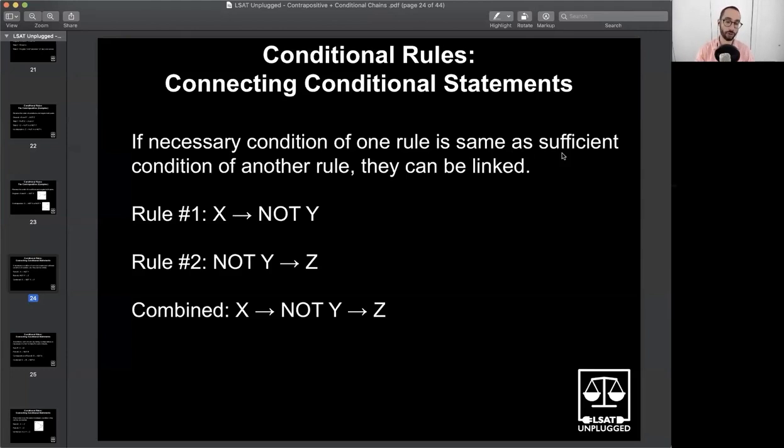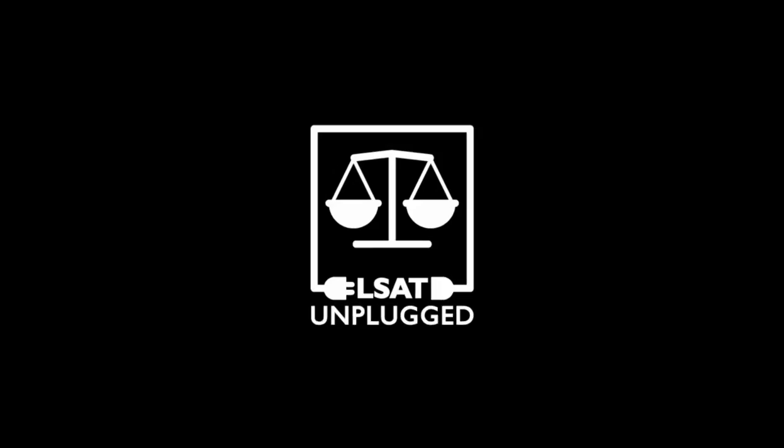So maybe they would ask you, if X is in, what must be true? Z. If Z is out, what must be true? Not X. That's the kind of inferences they're looking for you to make. And of course, with more rules added on, it gets even more complicated. Having the entire chain in front of you is really useful to solve these questions like they're nothing.